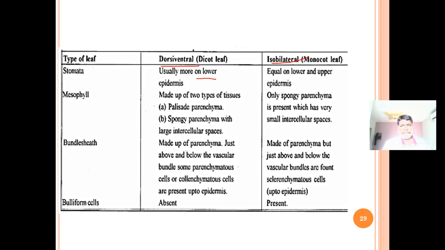Bundle sheath is made up of parenchyma. Here also it is made up of parenchyma, but sometimes a sclerenchyma bundle sheath is also present in the monocot. Bulliform cells are absent here, and here they are present. Okay.